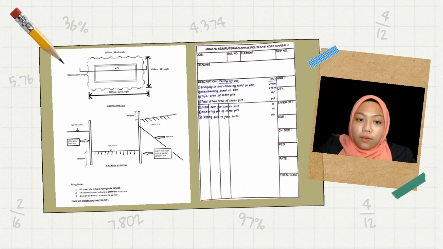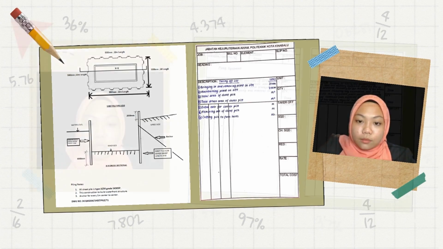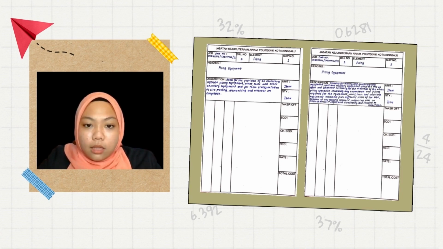The third taking off list is total area of sheet pile. The unit is meter square. Fourth, total driven area of sheet pile, and the unit is also meter square. The fifth taking off list is extra over for corner pile. The unit is meter. Next, removing top of sheet pile. Unit is meter. The last taking off list is cutting pile to form holes, and the unit is number. For bringing and removing plant on site and maintaining plant on site, there is no measurement for this taking off list because the unit is item.